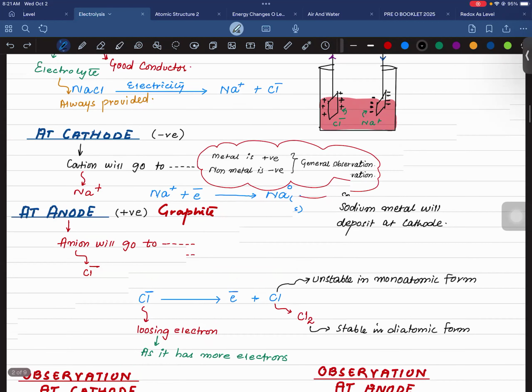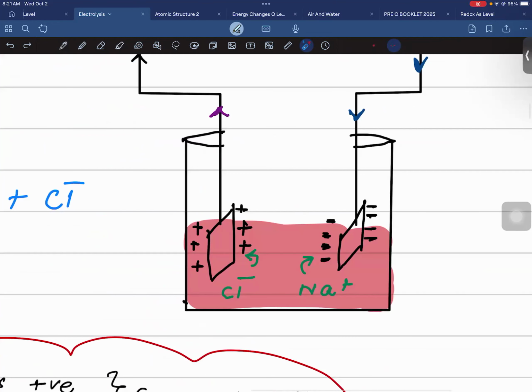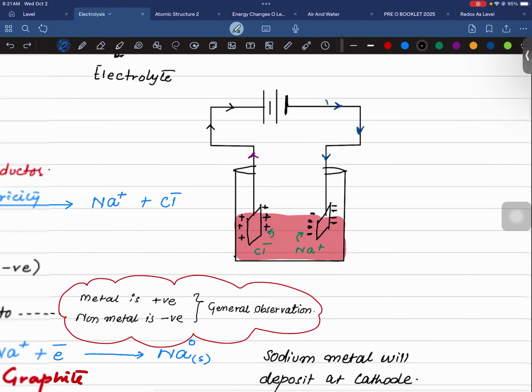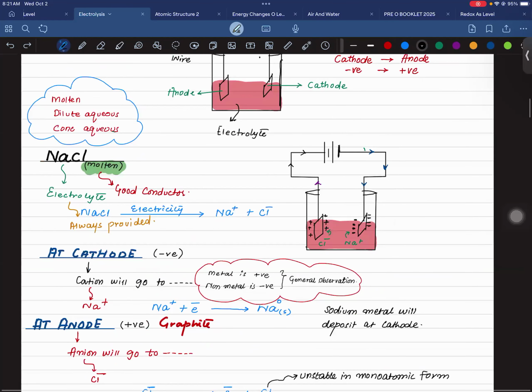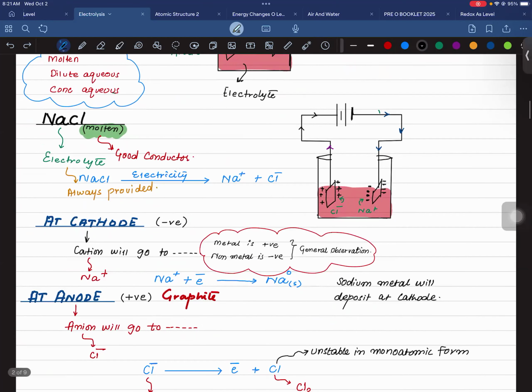So you will see that at the cathode the sodium would be deposited just like that. You will see that a grayish white solid is formed at the cathode. This is the sodium metal. And then what would happen at the anode? Obviously, the Cl minus is going towards the anode, and you know that the anode is a plate which is connected to the positive terminal of the battery.